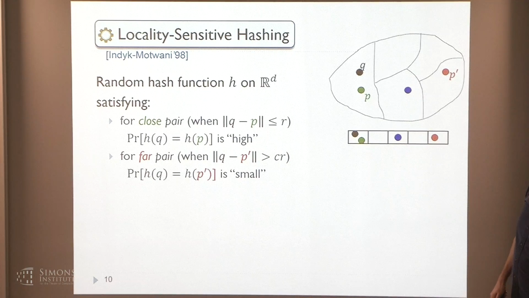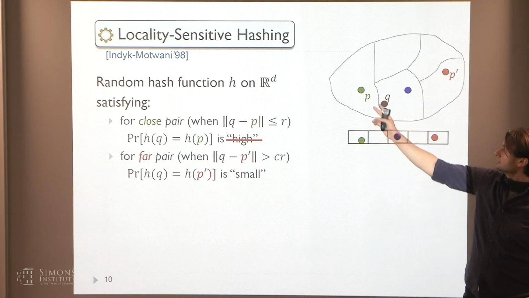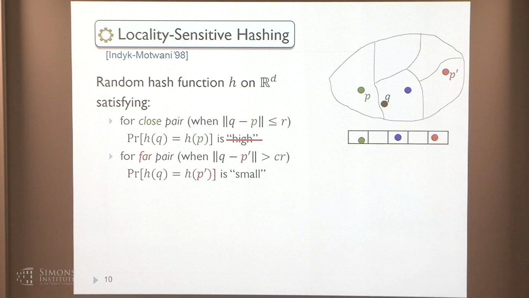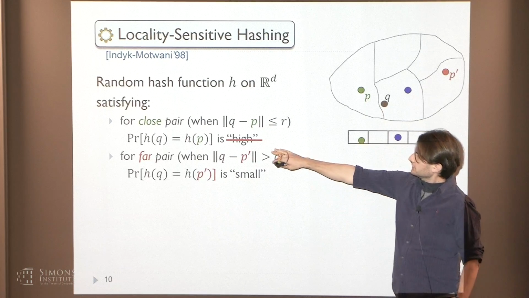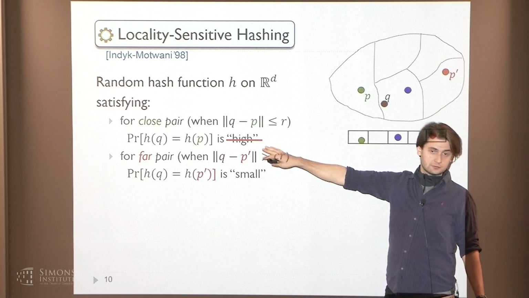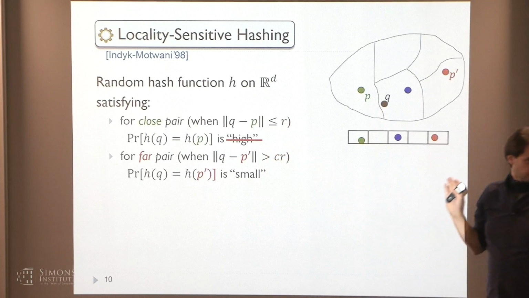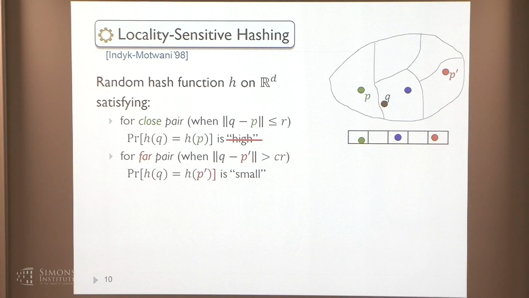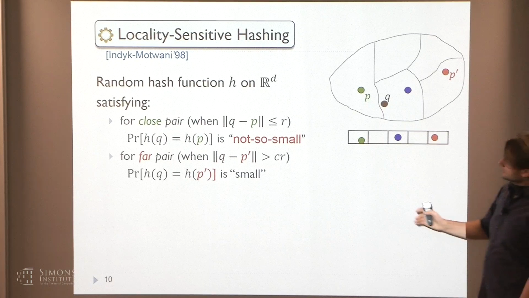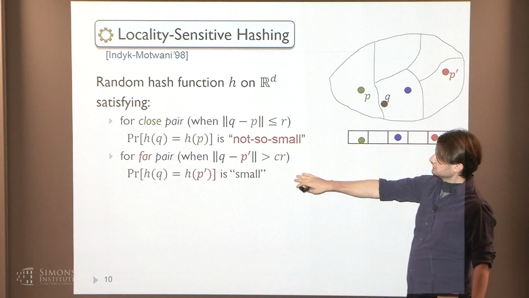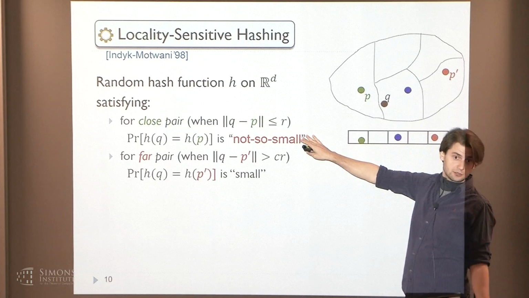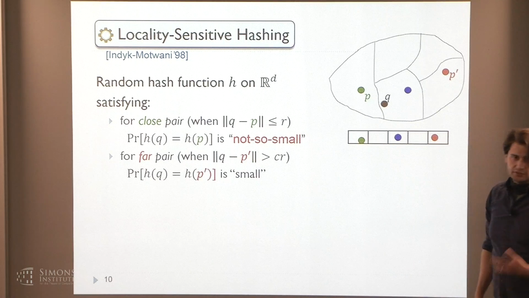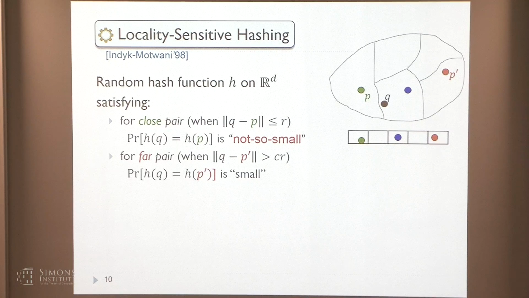Now this sounds too good to be true. In particular, you can see that there are boundaries. It is easy to put points on two sides of a boundary which are very close, yet they are separated. So it is not really possible to obtain this probability to be high for any reasonable threshold r. So we settle for something less ambitious. As long as there is some gap between these two probabilities, so if this is small and maybe this is not so small, then we still are in the game. We can still do something non-trivial.